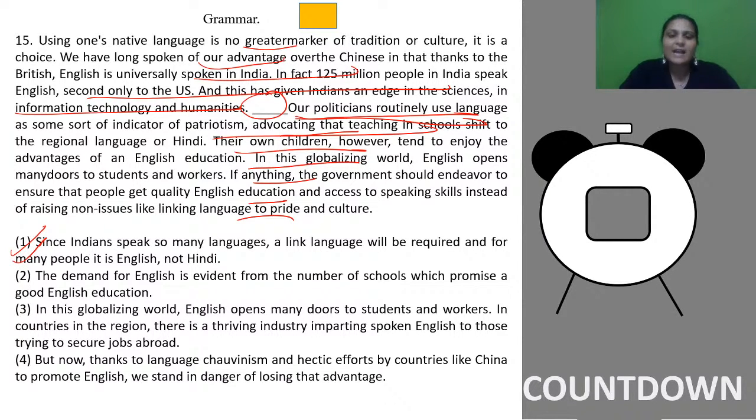Since Indians speak so many languages, a link language will be required, and for many people it is English, not Hindi. Now, our politicians routinely use language and ask you to do something in a regional language or Hindi. So even if you wanted to put sentence number one, it would come after the introduction of this thought that politicians want you to use a regional language or Hindi. However, since Indians speak so many languages, a link language will be required. For many people, it is English and not Hindi. Then it would have made sense, but not before this sentence.